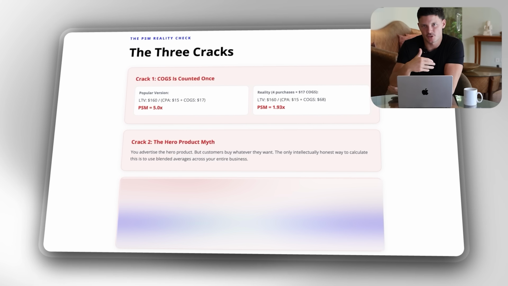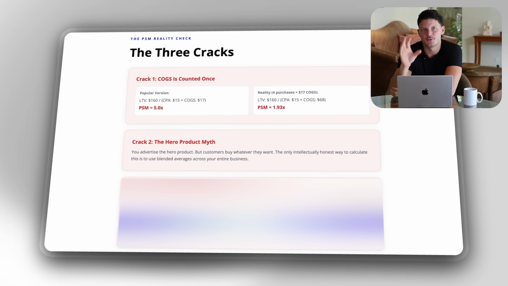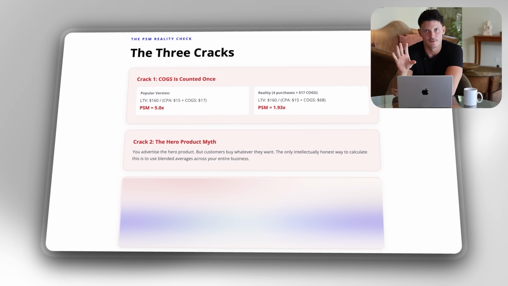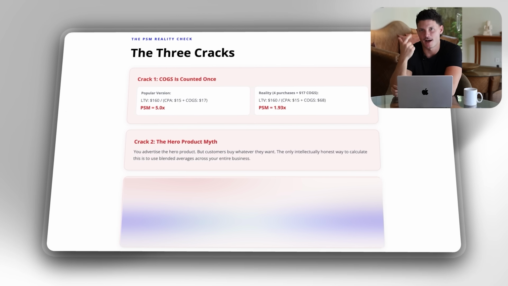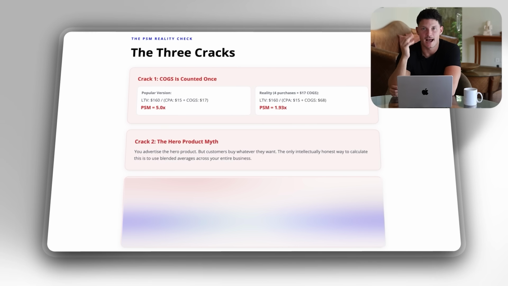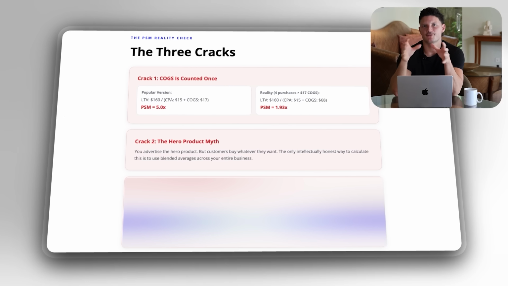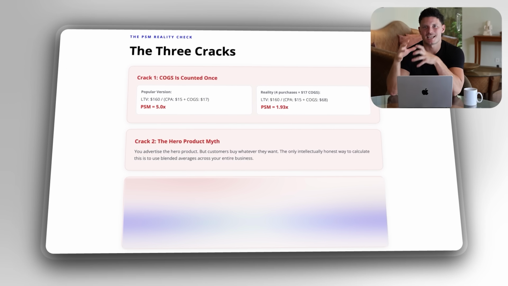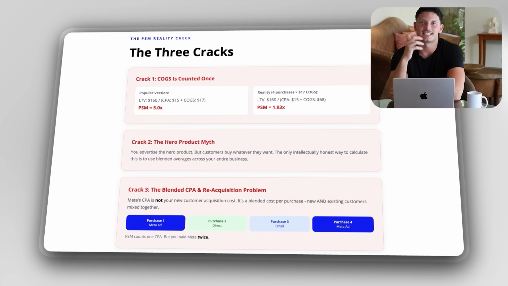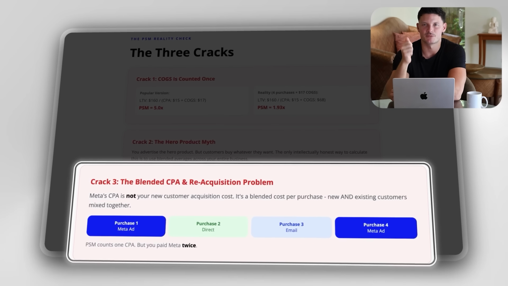Therefore, the only real intellectual way to do this is to go, okay, let's use averages across the whole of the business. So average lifetime value, average purchase cadence, average COGS across all orders. This gives you a more realistic idea of what's actually happening. But even if we fix the COGS and use the blended averages, we run into an even bigger problem, a problem that sits at the heart of this formula and renders it an unreliable spending tool. So the third crack is a blended CPA and reacquisition cost problem.